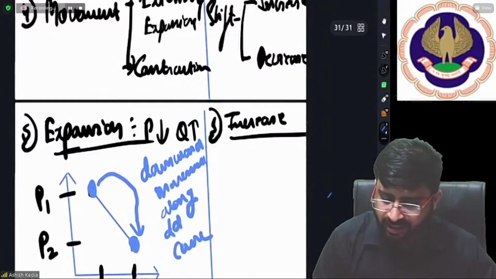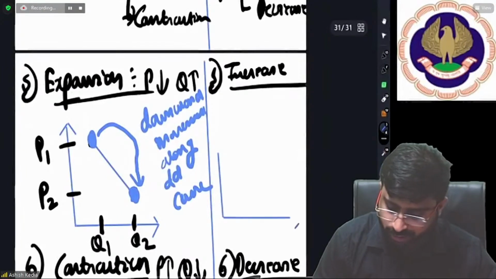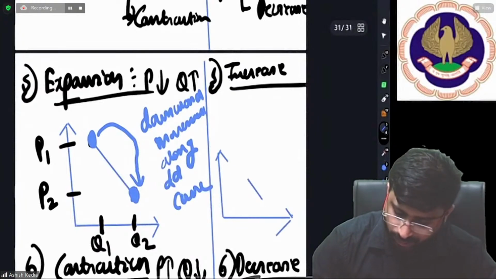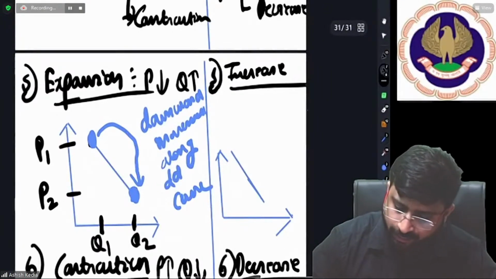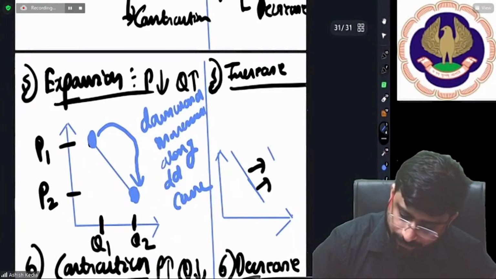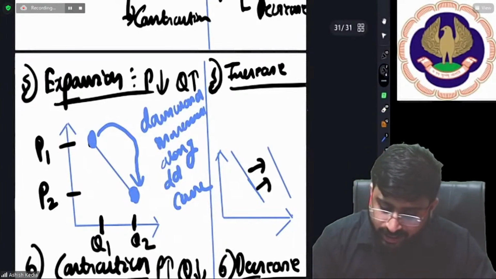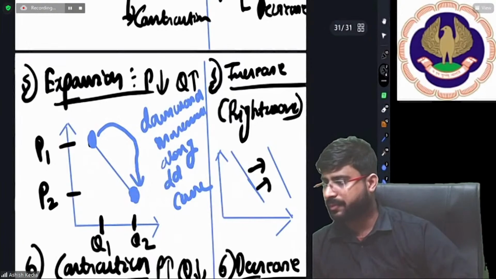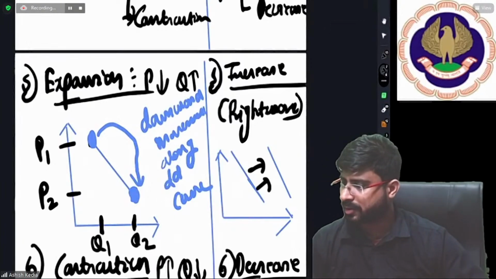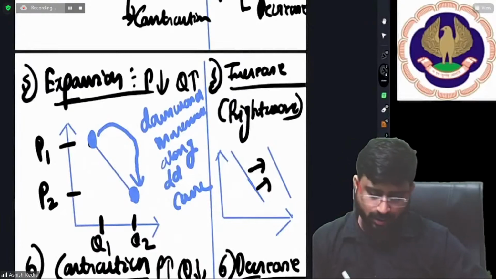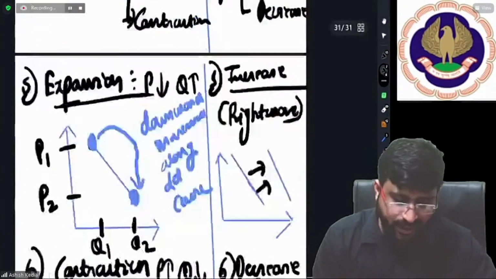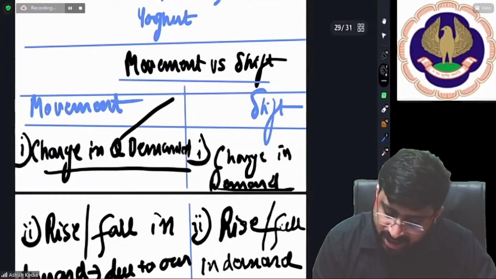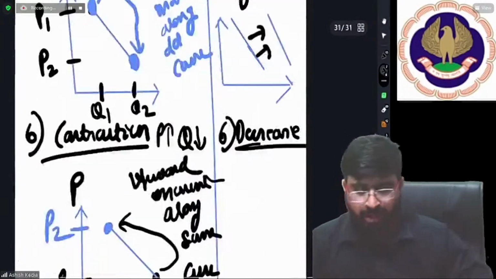Now see, in increase, what happens? The demand curve will move rightwards. So if this is the demand curve, where will you move? You will move rightward. So under increase in demand, there is a rightward shift. And I told you all, quantity demanded means movement, change in demand means shift. Remember this.